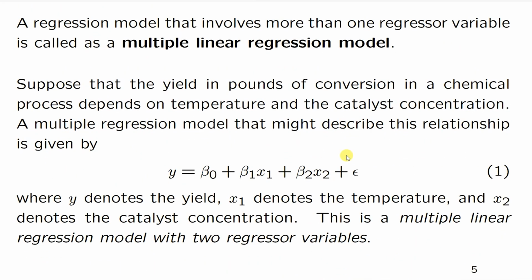Suppose that the yield in pounds of conversion in a chemical process depends on temperature and the catalyst concentration. So here we can consider yield as the response variable, temperature and catalyst concentration as the regressor variables. So our multiple regression model that might describe this relationship is given as y is equal to beta naught plus beta 1 x1 plus beta 2 x2 plus epsilon. So this is a regression model with two regressor variables x1 and x2, where x1 denotes temperature and x2 denotes catalyst concentration.